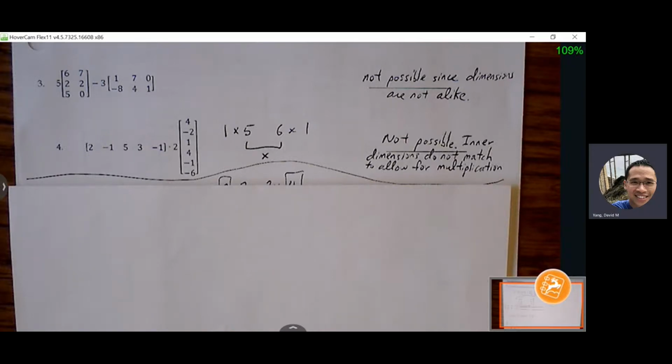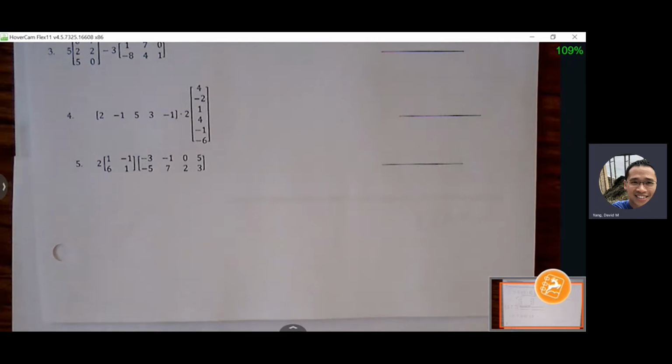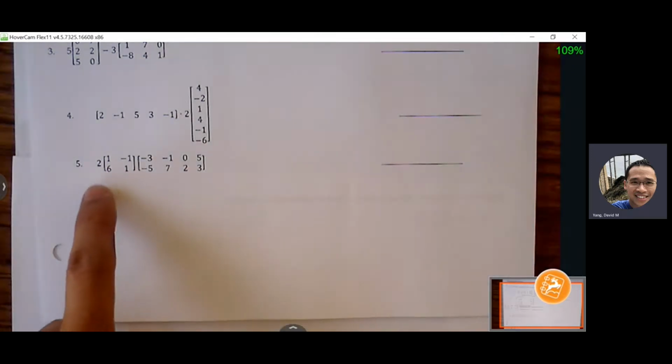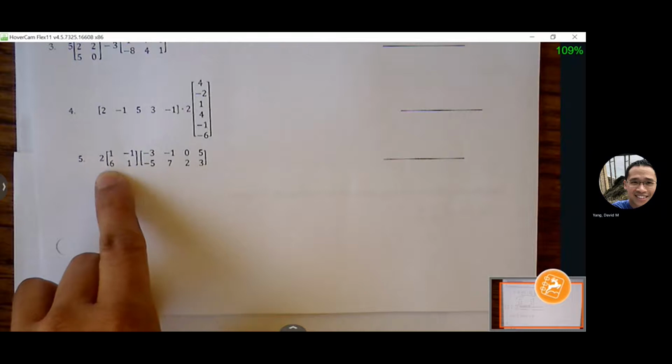Okay, look at number 5. What would you do first with number 5? Okay, where does the 2 go? Just the first matrix. Okay, you're not going to look at this. It's just going to multiply through one of the matrices. Okay, so just always do the first. Just do the one that is next to it.